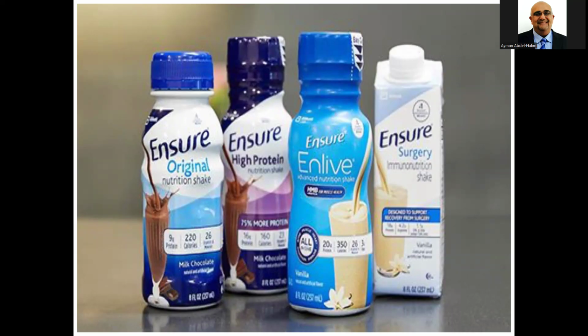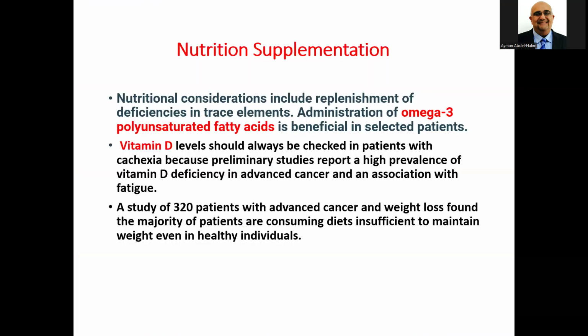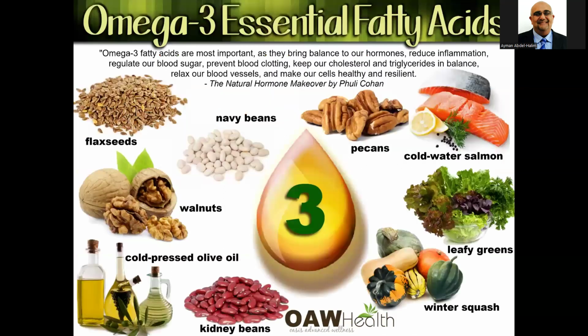We love to use these food supplements, such as Ensure or others that have high protein and so forth. Also, we love using a lot of omega-3 polyunsaturated fatty acids. Vitamin D is extremely important. Omega-3 essential fatty acids can be found in different types of food, such as flax seeds, walnuts, pecans, salmon, and olive oil.